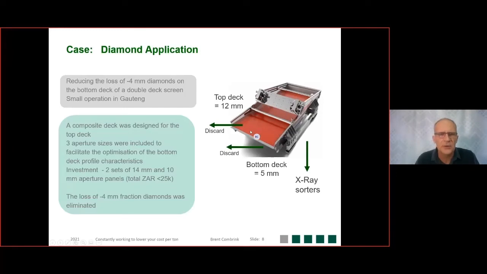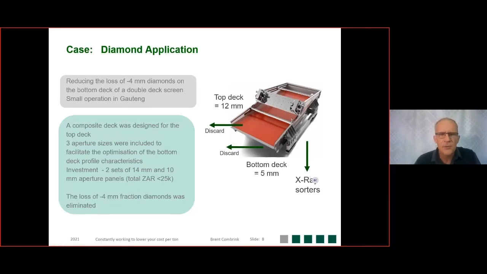The oversize from the top deck gets discarded, he throws it away. The -12 or -10 will be the cut point on the top deck. That bottom deck oversize also gets discarded. Why? Because there's no diamonds. He's actually going for the -4mm particles, which carries the diamonds in that specific area. So the undersize from the bottom deck is the product that actually goes to the X-ray sorters.